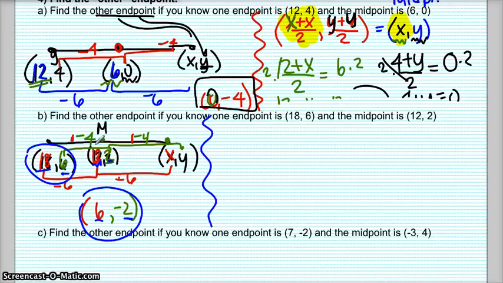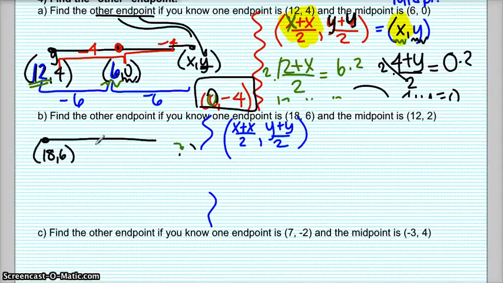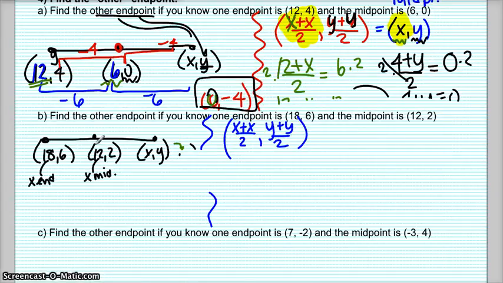Algebraically, let's look at it this way. The formula says to add up the endpoints and divide by 2 of both the x's and the y's. Let me kind of rewrite some of this. So if one endpoint is 18, 6 and the midpoint is 12, 2, then the other endpoint is unknown. So this is the x of the endpoint, and this is the x of the middle. So when we think about this equation, these values are your middles.